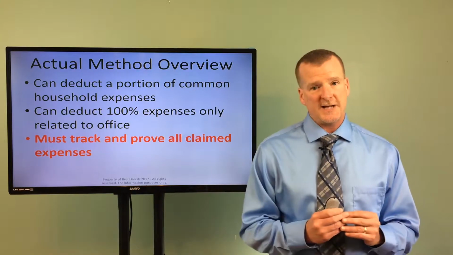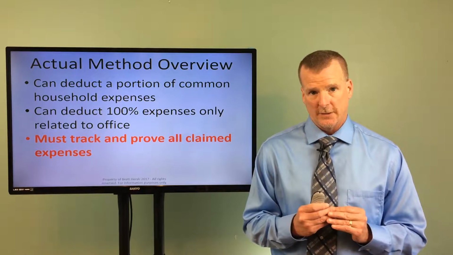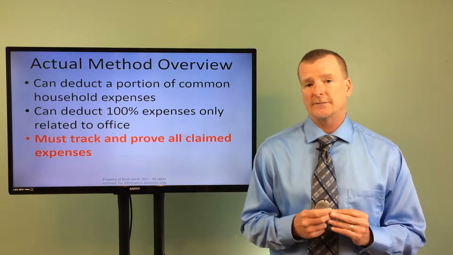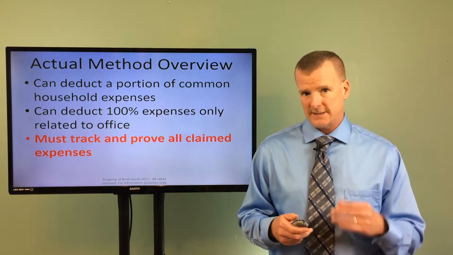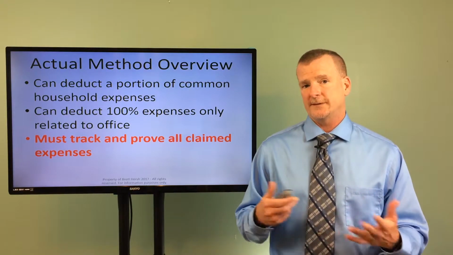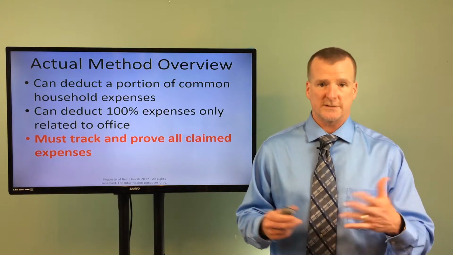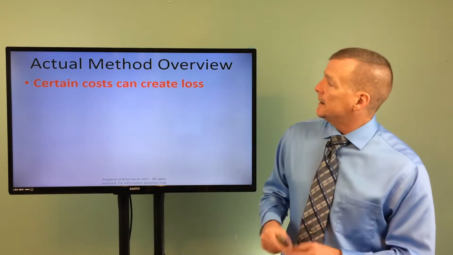Flip side of that, or the challenge, is you must track and prove all your claimed expenses. So it's a lot of record keeping involved in this, and a lot of time you're going to invest in maximizing this deduction if you decide not to take the standard or the simplified method, which is $5 times per square foot up to 300 square feet.